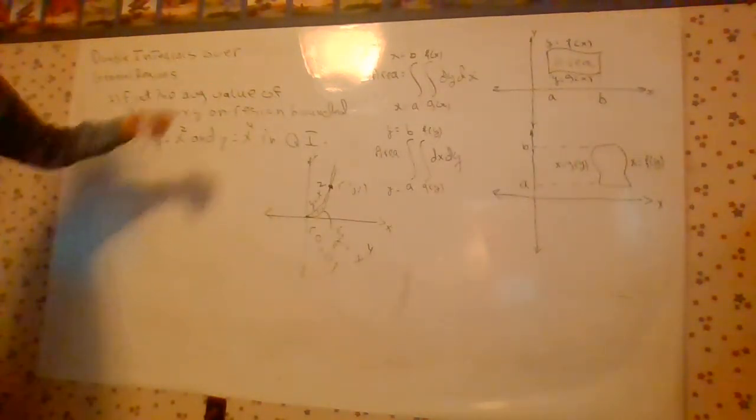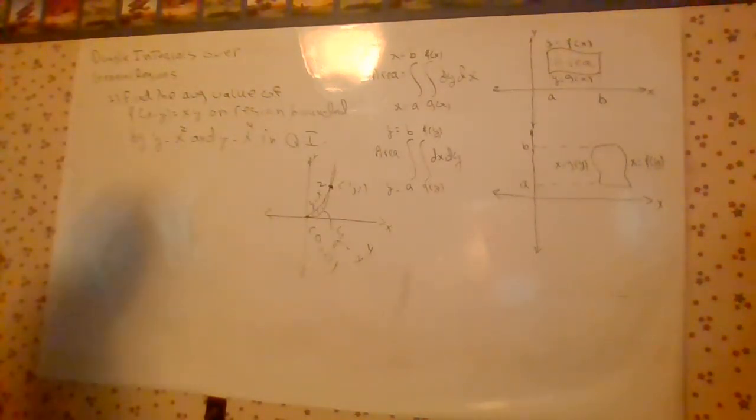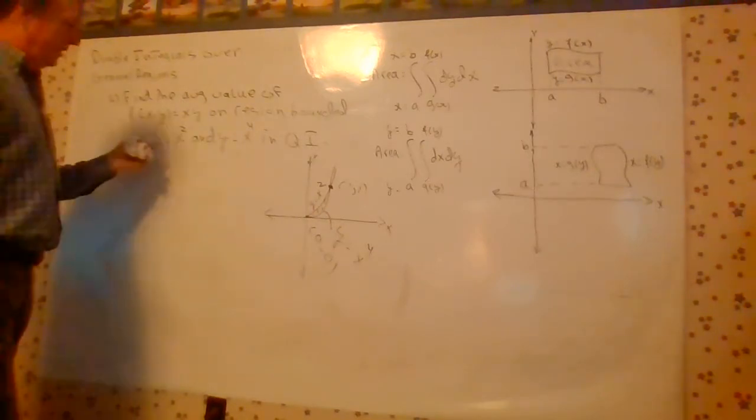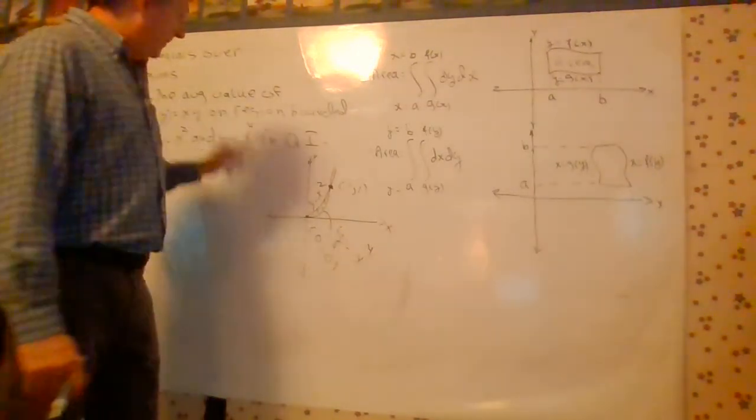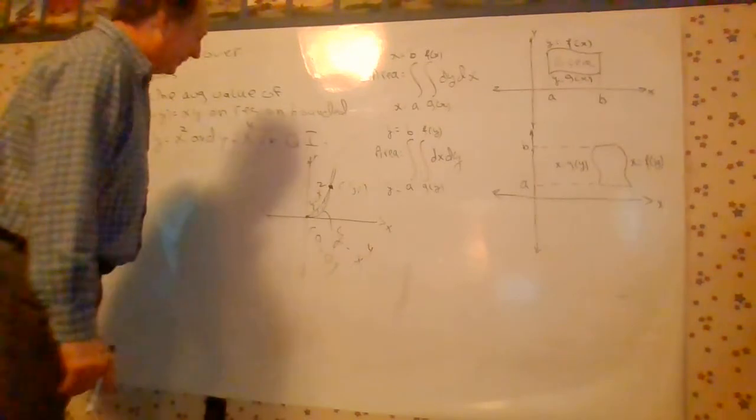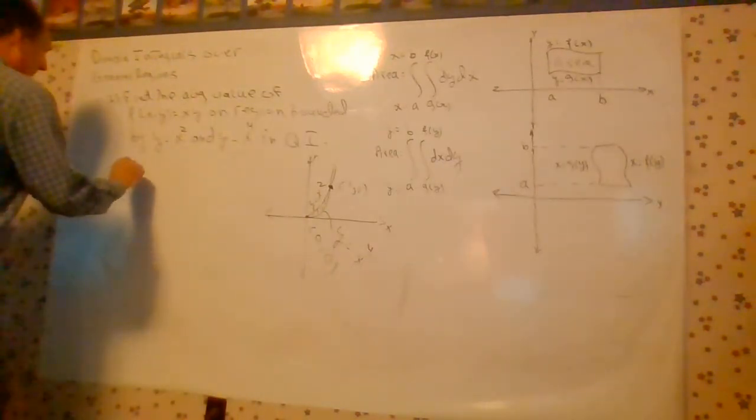So we want the average value. Average value is we need to integrate the function over the region, then divide by the area. Let's figure out the area first.